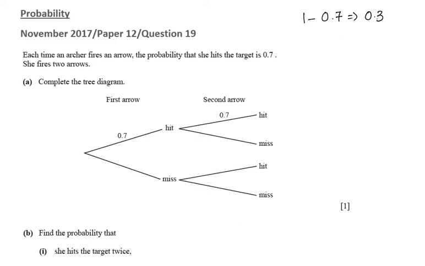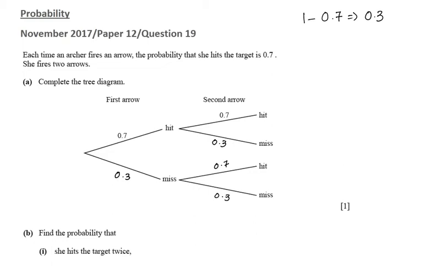So if the target is hit, then the probability is 0.7, given in the question, and if it is missed, then the probability is 0.3. Similarly, for the second one also, if the target is hit, the probability is 0.7, and if it is missed, the probability is 0.3. Okay. Similarly, for the second one also, maybe the first target is missed and the second target is hit, so the probability is 0.7. Maybe the first target is missed and the second target is also missed, then the probability is 0.3. So we have completed the tree diagram as a part.